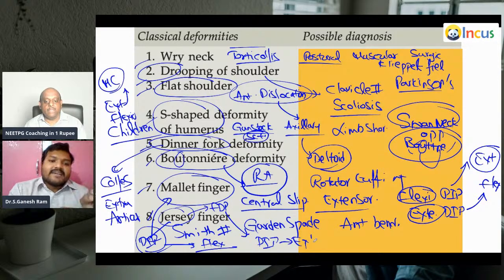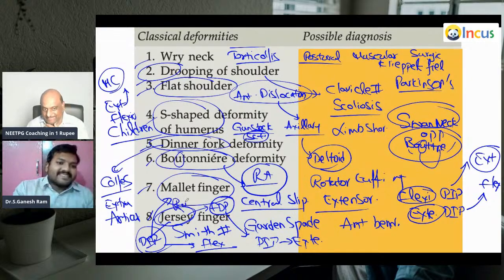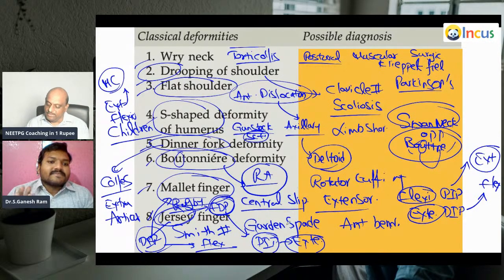Great. So the DIP being in extension and the flexor digitorum profundus being gone, that is the jersey finger. It's also called the rugby finger, sir. In rugby players, they catch the ball, so the ball will hit the finger like this and it will get torn. The FDP will get ruptured. So it's also called the rugby finger. Wonderful. So jersey finger, rugby finger, flexor digitorum profundus, and the DIP going into extension are the buzzwords to be remembered about the jersey finger.